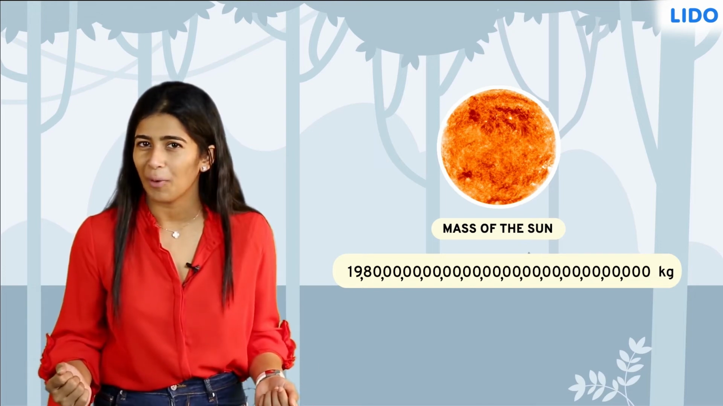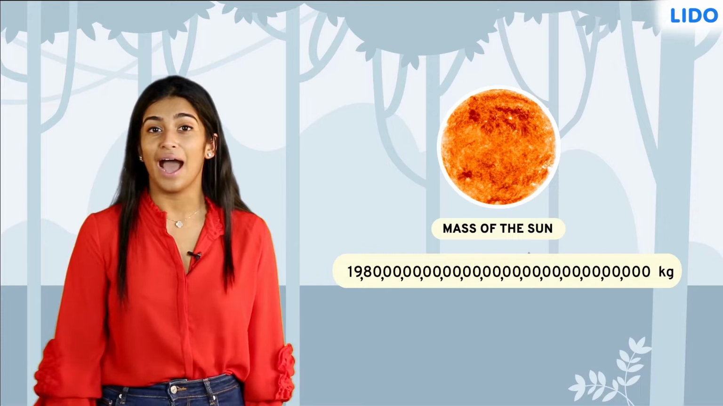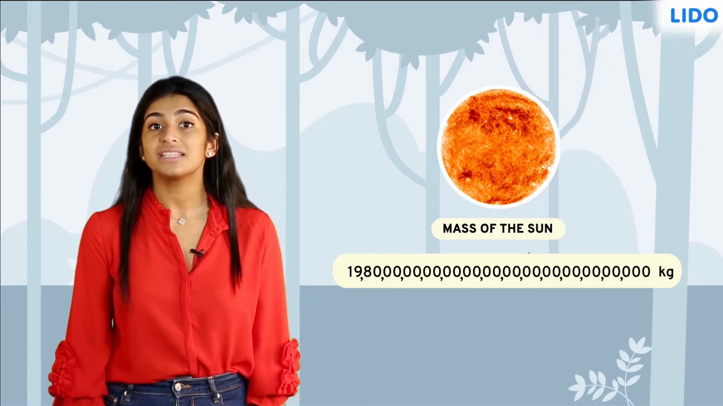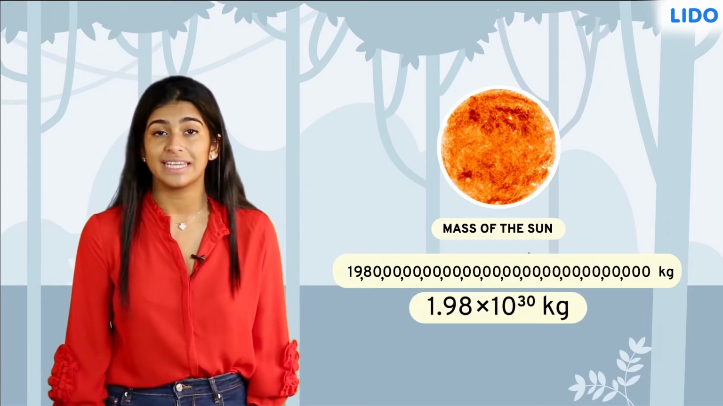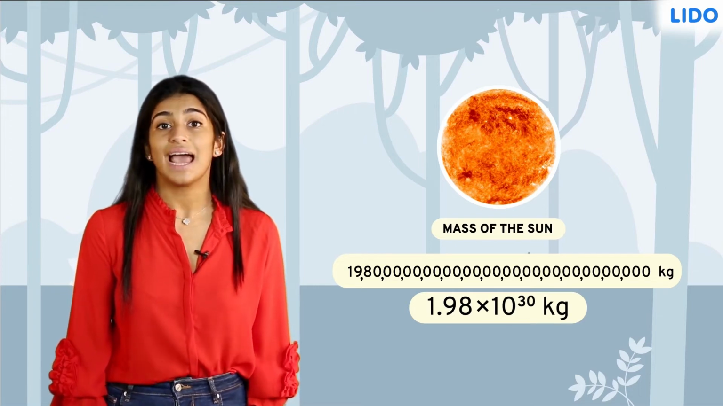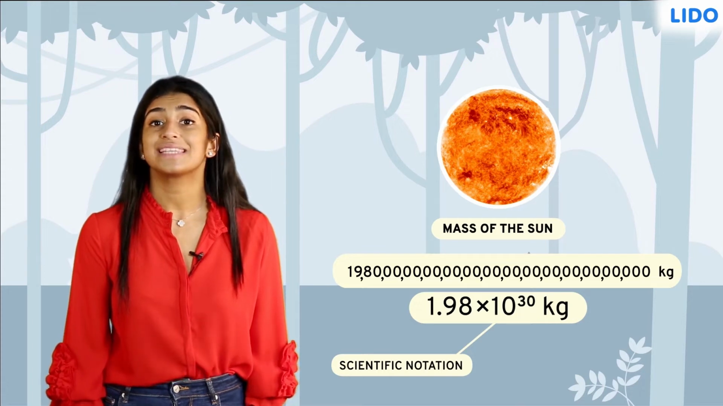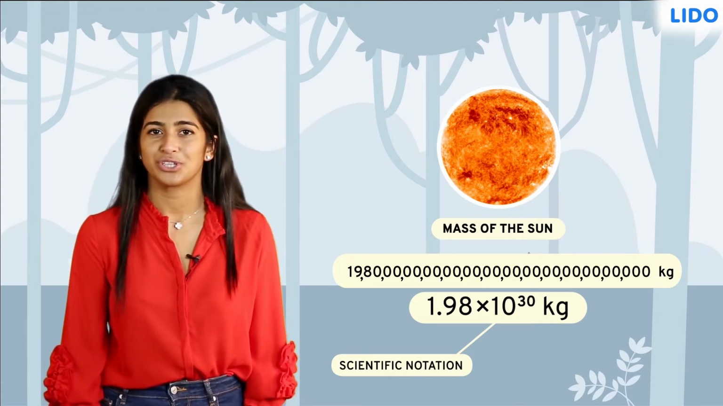What do you think will solve our problem? You guessed it right, exponents. Now, we already know how to express large numbers using exponents in standard form. The mass of the sun becomes 1.98 × 10^30 kilograms. This standard form is also called the scientific notation and is used so that it's easier to both compare and use such numbers in computations.